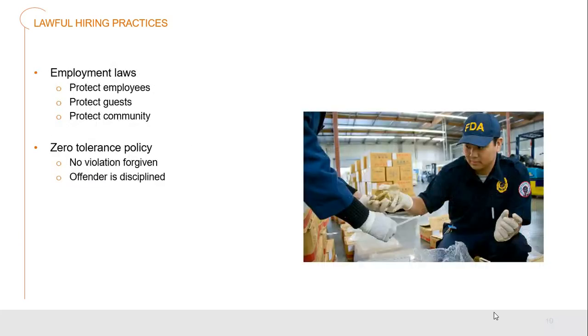We have to look at employment laws, protecting employees, protecting the guests that come in to use the facility, and protecting the local community. We should have a zero tolerance policy with no violations forgiven when there are problems that are not correctly adhered to. Offenders should always be disciplined if there are issues going on, and if they didn't understand them, we should make sure that they are getting the correct training so that they do.